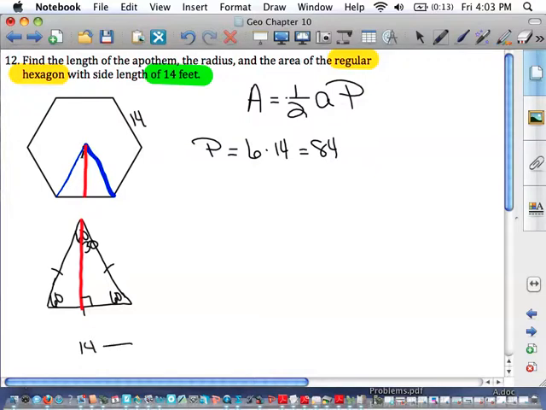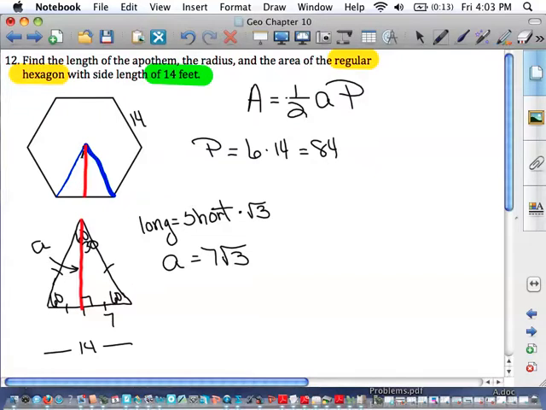If the entire side is 14, that apothem bisects that side, so this side is 7. Again, a 30, 60, 90 right triangle. The relationship is the long leg is equal to the short leg times the square root of 3. So in this case, the apothem, A, is the long leg. A is equal to the short leg, 7, times the square root of 3. Go to your formula and make your substitutions.